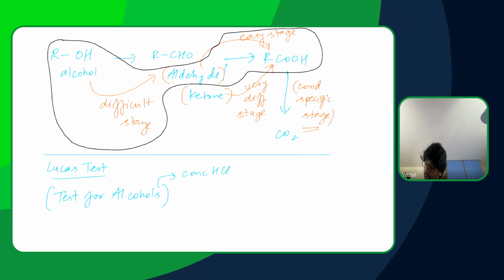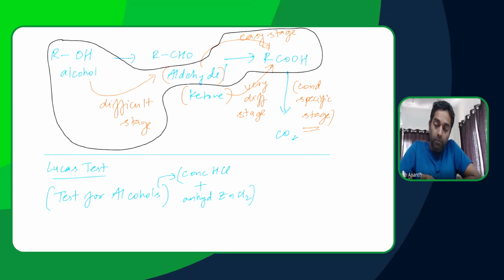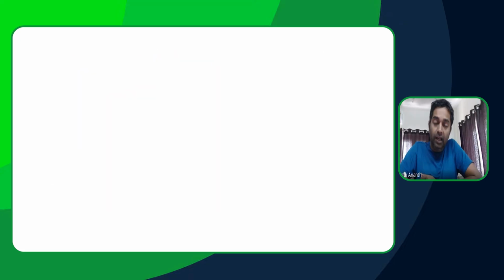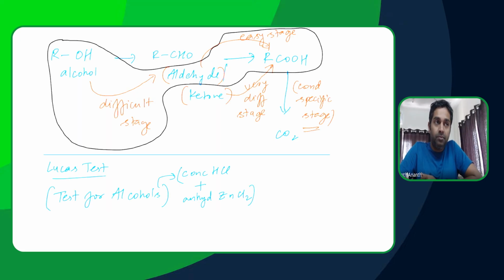And then for 3 degree, 2 degree, 1 degree, it's different. The rate of reaction is different. So you can compare along those lines as well. So the test over here is that you're going to be getting what exactly? Alkyl chloride. Alkyl halide, which comes out as a turbid, white precipitate. Yeah.